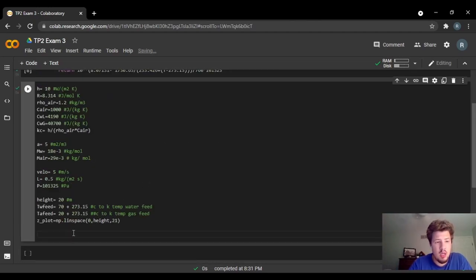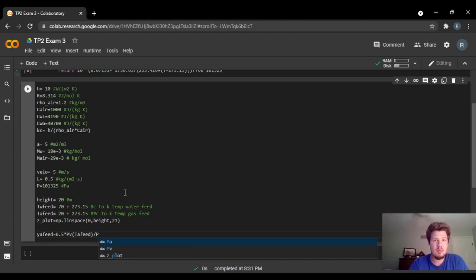I can run that. Now we want to put in the liquid feed. So that will be the mole fraction of air feed, which is equal to the humidity. We utilized the partial pressure to solve for the humidity, and we were given that the humidity is 50%. So we utilize that equation, utilize PV at the temperature of the feed, and then you divide that by the total pressure. And then it looks like we're all good.